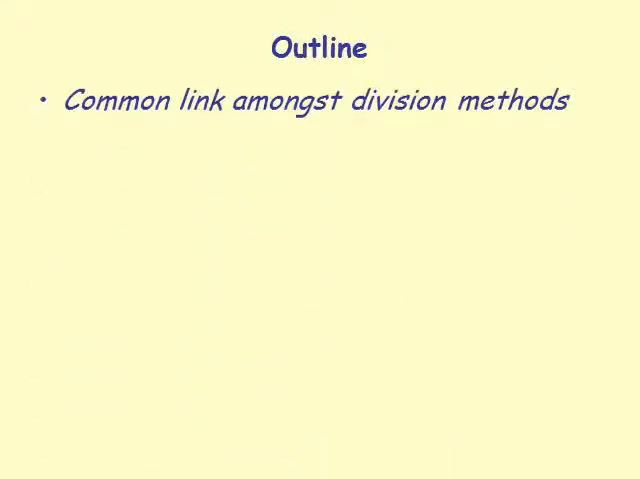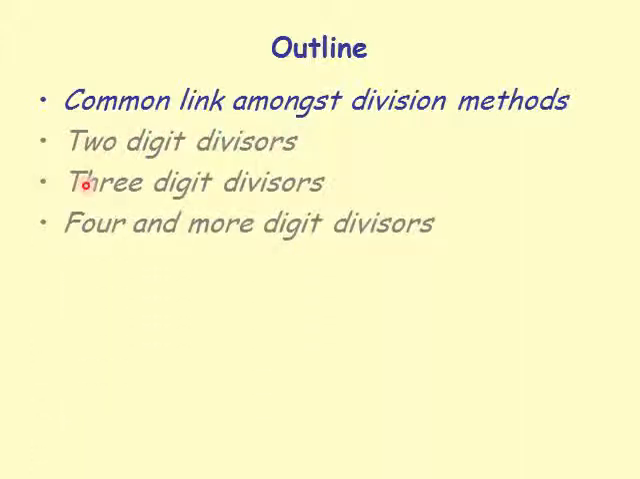Let's look at the outline here. The first section is about the common link amongst division methods. Trying to compare the division methods we have used and we would use, and trying to find a common link. Then we have a section on division using two-digit divisors. Next, a section on three-digit divisors: division when the divisor is three digits long. And after that, we consider divisions where the number of digits in the divisor is at least 4 and maybe more.